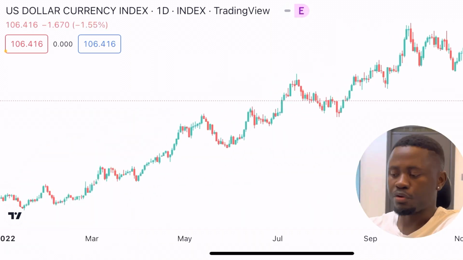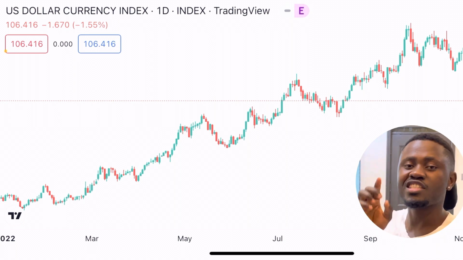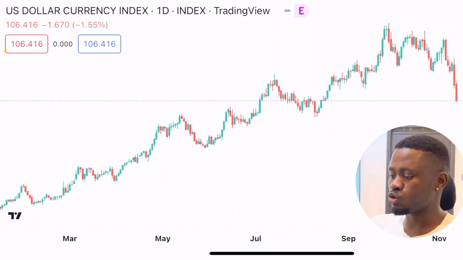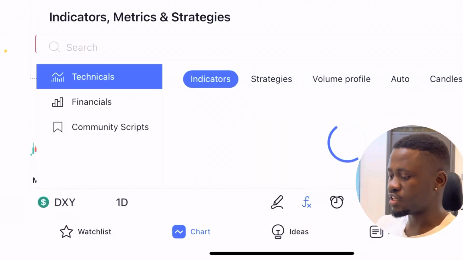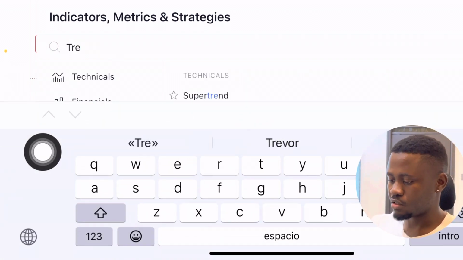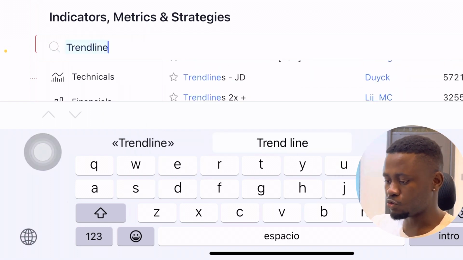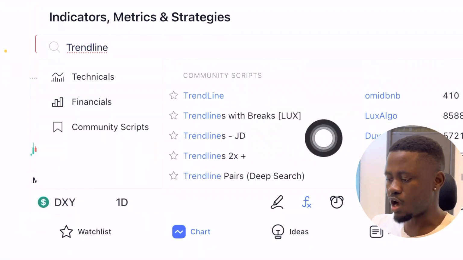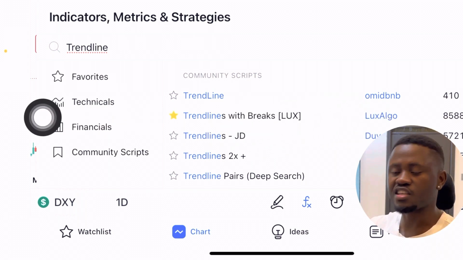When you want to know that the market is in an uptrend, you can apply only one indicator if you don't know how to draw trend lines. This indicator is going to help you learn how to draw trend lines. So what you want to do is come here to this FX, then select there. I'm going to select here trend line with breaks like this. I'm going to zoom in here. We're going to look for trend line with breaks, Lucas Algo. Yeah, Lucas Algo. I'm going to put a star on it so that I can always use it.